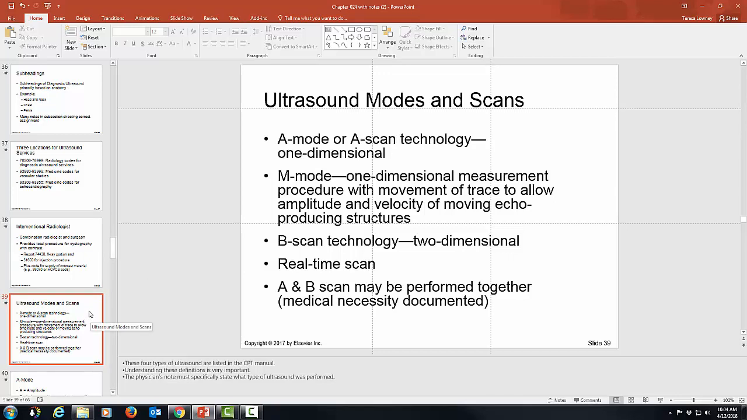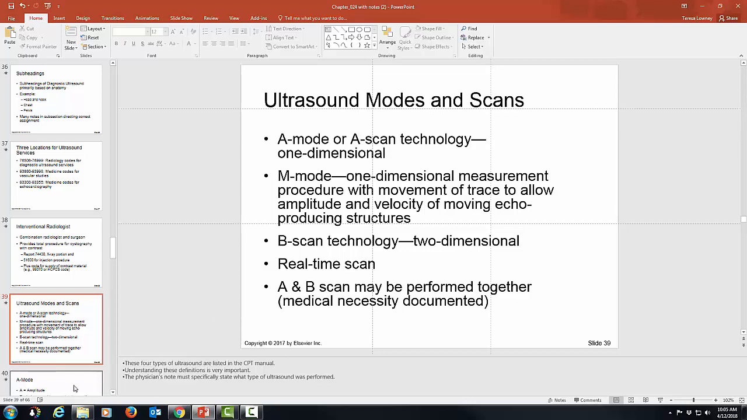So with the ultrasounds, there are different modes and scans. These are difficult. You need to really pay attention to these. The physician's note must specify what type of ultrasound was used. You need to understand these definitions. If it's an A mode or an A scan, it's just a one-dimensional study. If it's M mode, think of M as movement. It's the one-dimensional measurement procedure with movement of the trace to allow amplitude and velocity of moving echo-producing structures. B scan is 2-dimensional. A real-time scan is a different kind. An A and B scan can be performed together, but generally has to be approved if you're doing your pre-authorizations.